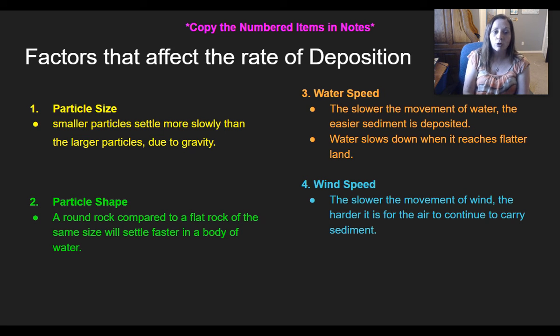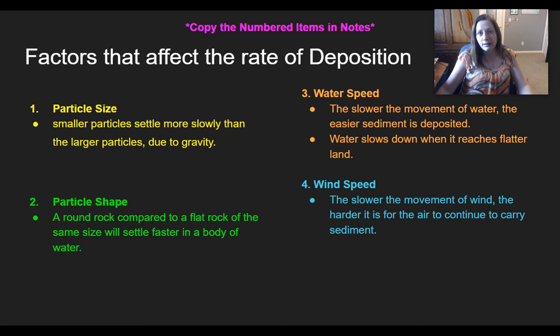Number two is particle shape. A round rock compared to a flat rock of the same size will settle faster in a body of water. So round rocks, they're just not going to go as far in water as a flat rock, right? Water speed. And these are just little examples on the bullets, guys. Other things in these categories apply as well.